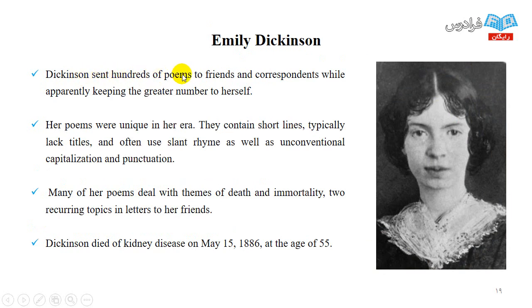Dickinson sent hundreds of poems to friends and correspondents while apparently keeping the greater number to herself. Her poems were unique in her era. They include short lines, typically lack titles, and often use slant rhymes as well as unconventional capitalization and punctuation. Many of her poems deal with themes of death and immortality, two recurring topics in letters to her friends. She died of kidney disease in 1886 at the age of 55.